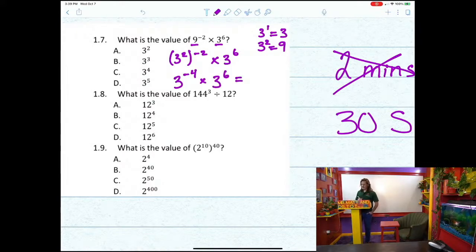For 1.8, we have, what is the value of 144 cubed divided by 12? So again, we don't have common bases, but look at that smaller base of 12. We can exponentiate that to a power of 2 to get 144. So instead of 144, I'm going to write 12 squared.